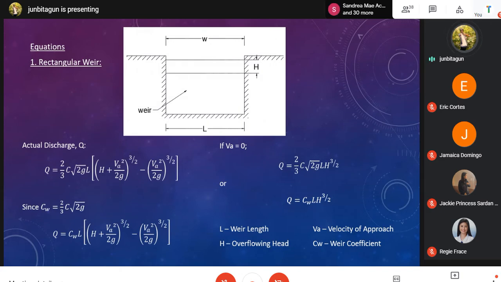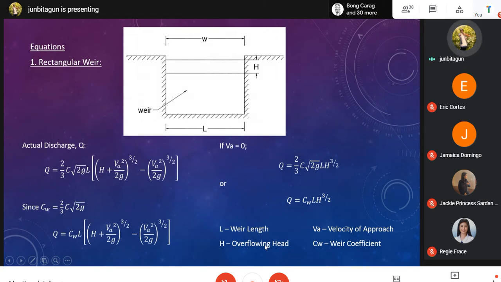So, yun, that is kapag may given na velocity of approach. Okay, so yung velocity of approach is yung may initial velocity ang ating fluid coming to the weir. So, kung may velocity of approach na given, edi yan. Okay? Pero pag walang velocity of approach, ang equation natin napakasimpleng ganito lang. Or we can reduce pa ito, 2/3 C square root of 2g, maging CW na lang siya. Or yung weir coefficient.